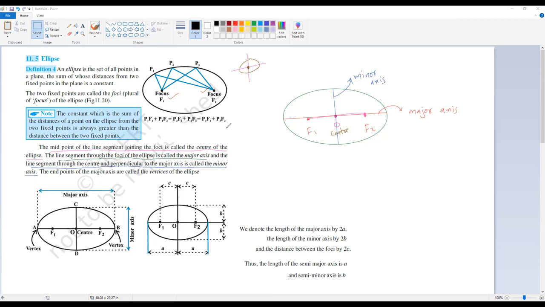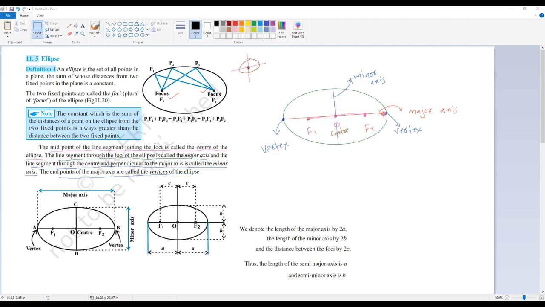Now the end points of the major axis are known as vertices. So this is the end point of the major axis, this is one vertex, this is another vertex, so uska plural hai, vertex ka plural hai vertices. Vertices, okay. So we have seen focus, center, major axis, minor axis, vertex.